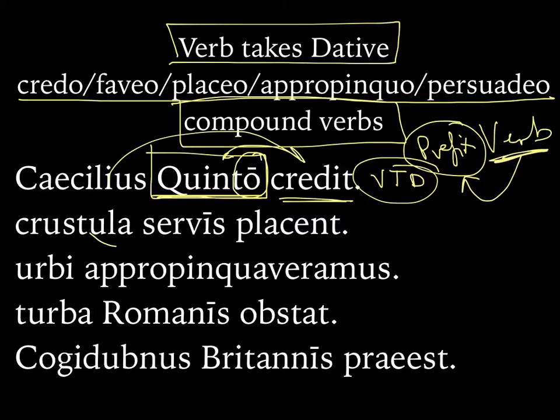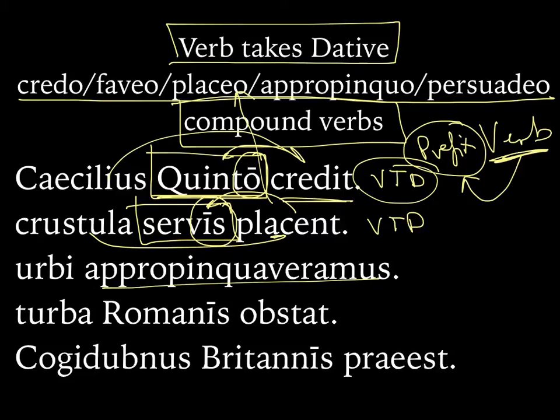The cookies please the slaves. Again, sounds like a direct object. You do not add to or for, but because placeo is one of these special verbs, servis here is dative plural, and that would be verb takes dative. We had approached the city. Again, dative object of appropinquo veramus.